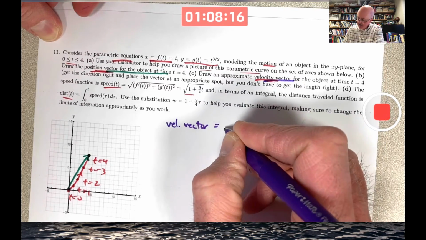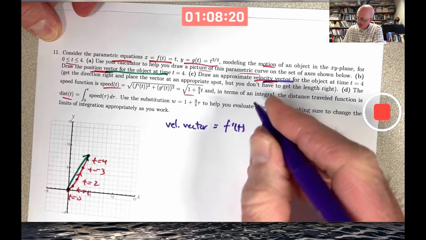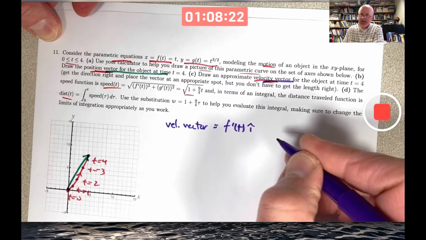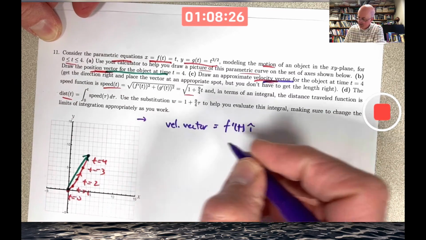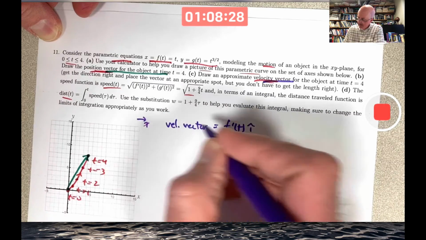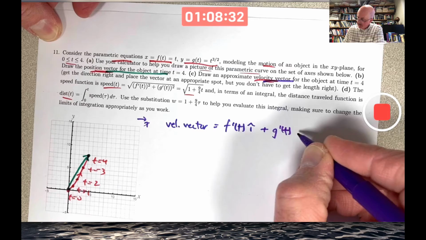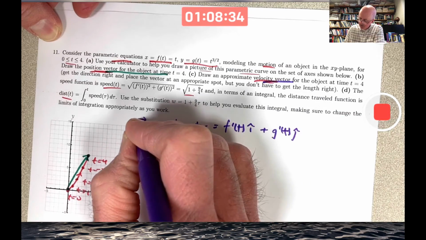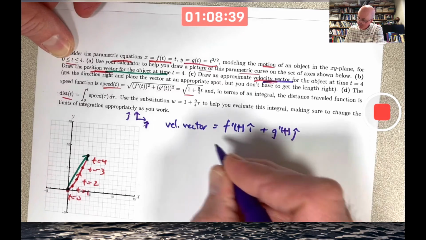Turns out it's going to be f prime of t for the first component, written times i hat, which is an arrow that points straight to the right with unit length, plus g prime of t, the derivative of the y coordinate with respect to time, times something called j hat, which is an arrow that points straight upward with unit length.